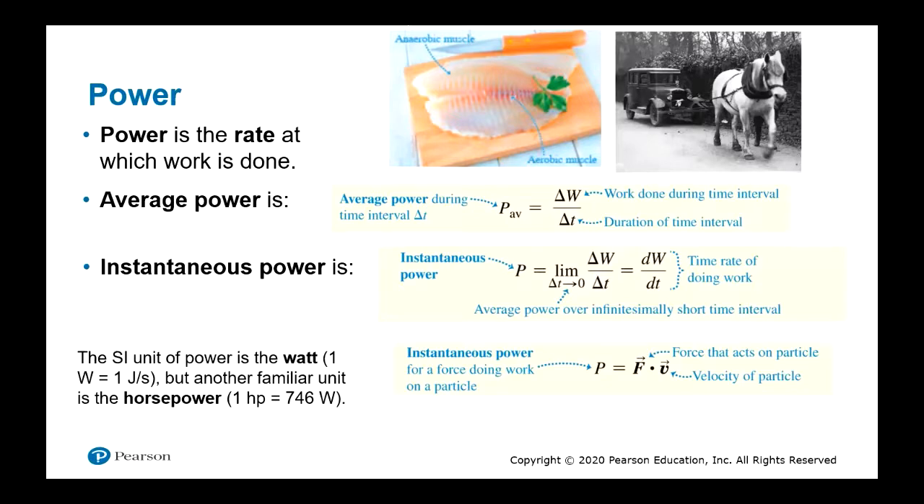So what is the unit of power? It's called a watt. And 1 watt is equal to 1 joule per second. Another commonly used unit of power is the horsepower, and 1 horsepower is equivalent to 746 watts. We can also express the power in terms of force and velocity, because the velocity is just the change in displacement over time.